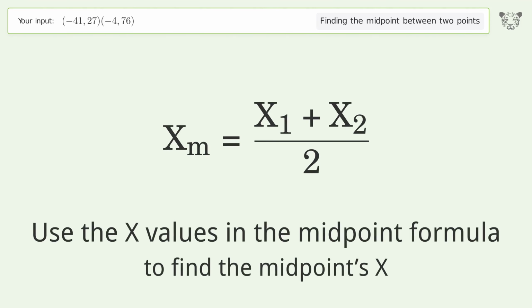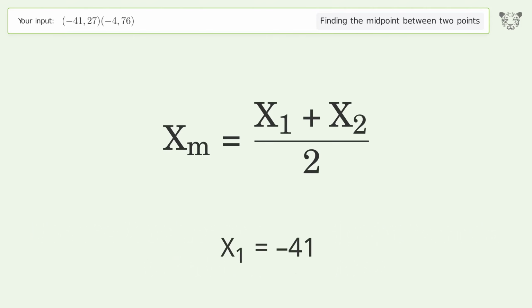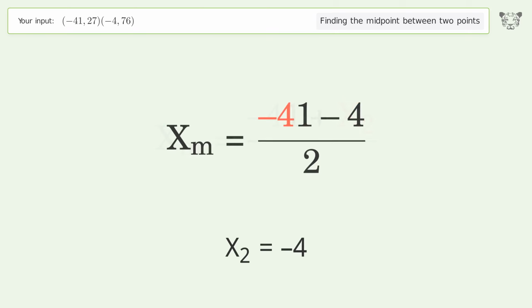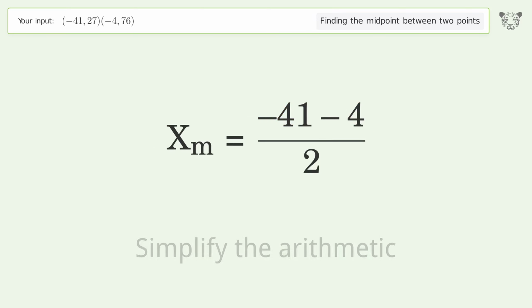Use the x values in the midpoint formula to find the midpoint's x. x1 equals negative 41. x2 equals negative 4. Simplify the arithmetic.